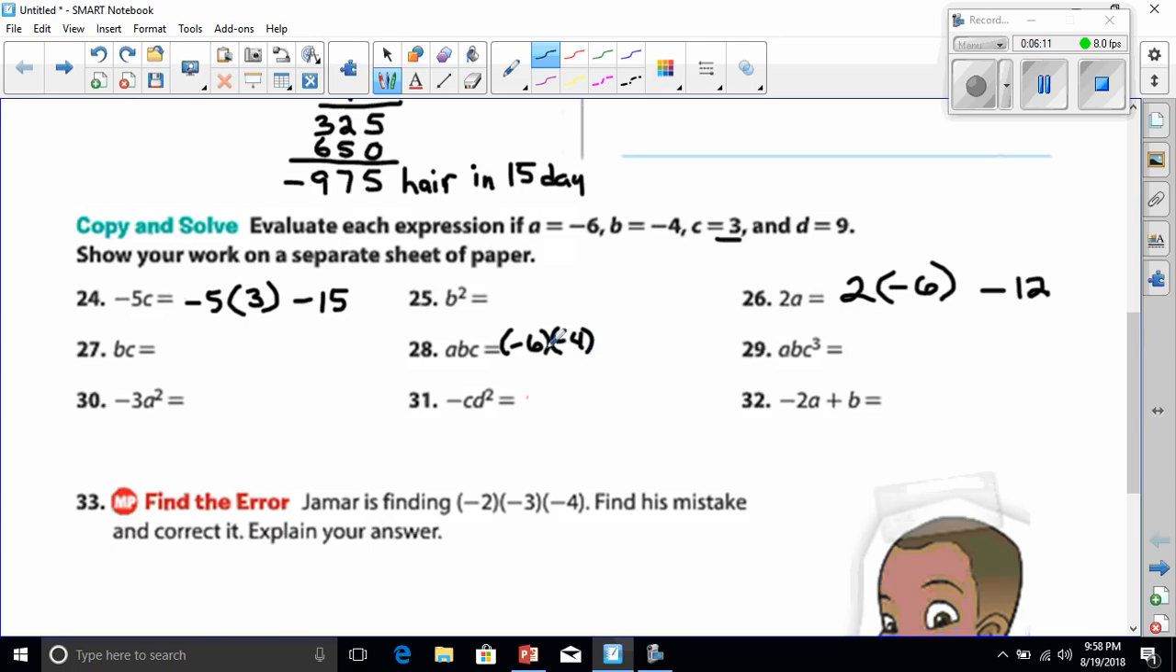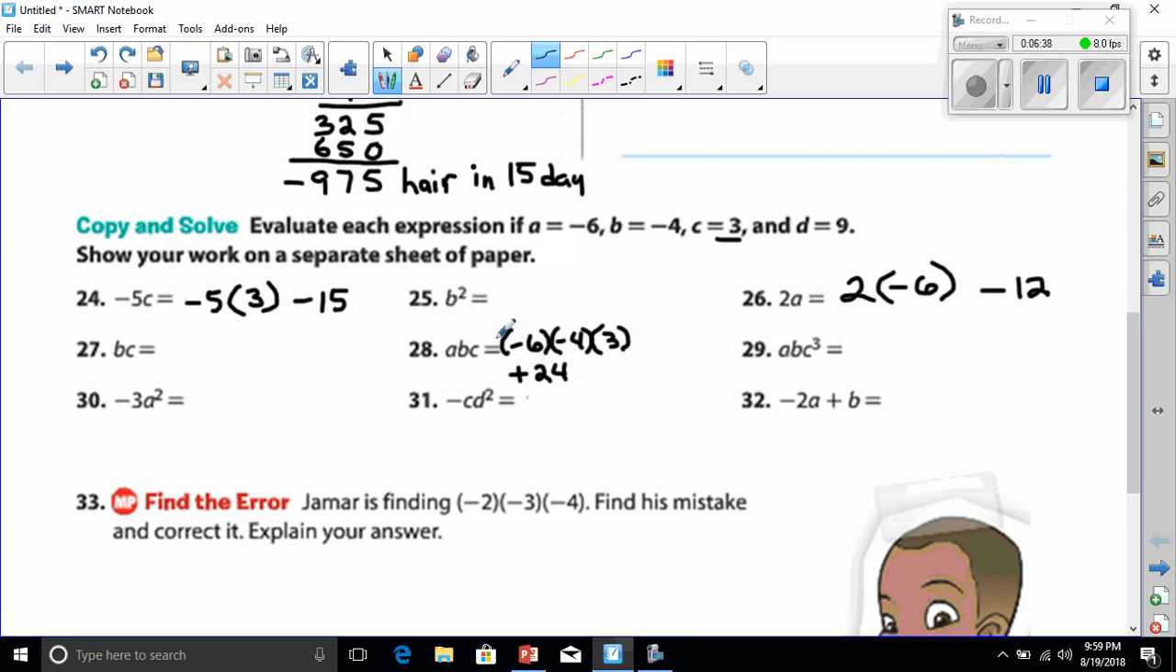And we're going to multiply that to c, which is 3. And now we can begin. Well, negative 6 times negative 4. Let's examine that first. We got 6 times 4. We know that's 24. We also know that a negative times a negative equals a positive. So far we got positive 24.